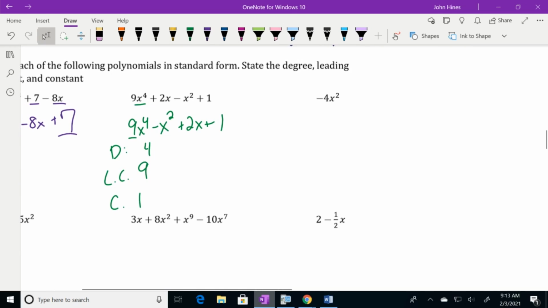Well, this is a monomial here. Not a polynomial, it's a monomial, because there's only one term. Mono, like monotheism, monotheistic, there's one term here. So it is in standard form, so I don't even need to think about that. Degree is 2, leading coefficient, -4. The constant, though, what's the plain old number at the end? Well, 0. The constant's there, we just don't write it because it's plus 0.